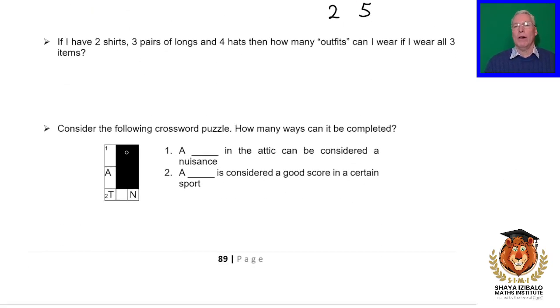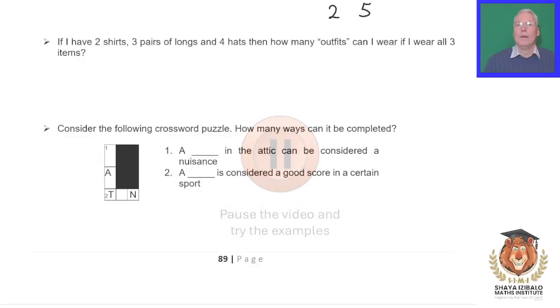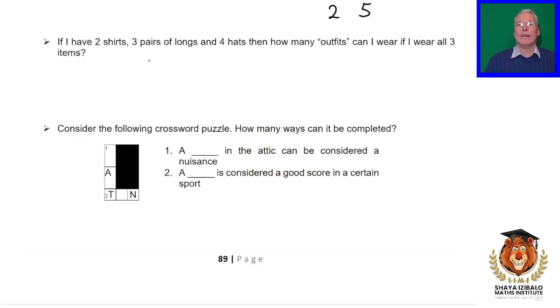We're going to ask you to pause the video and just try this question, the one about 2 shirts, 3 pairs of longs, and 4 hats. How many different outfits can I wear if I wear all 3 items? Okay, so in fact, the final answer is actually going to be 24.